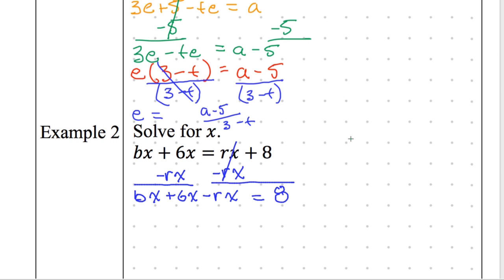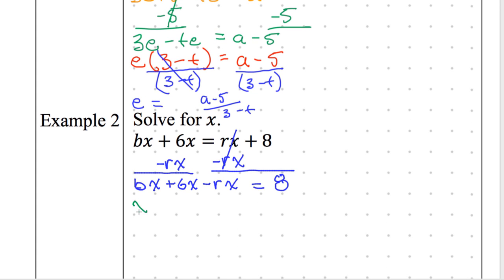I have things that don't belong. No, I do have things. Yeah, everything is grouped now. I need to factor. The next step is to factor. Can someone help me factor? Sergio, go for it. x times the quantity of b plus 6 minus r equals 8. There it is.